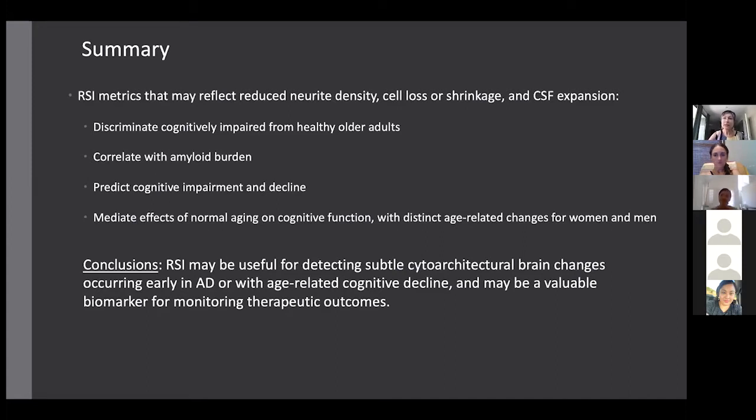So with that, I will pass it over to Sarah Banks, who I think will be talking a little bit more about the imaging technique PET and how we can use that to assess amyloid and tau.